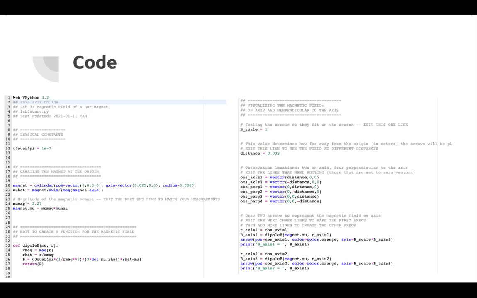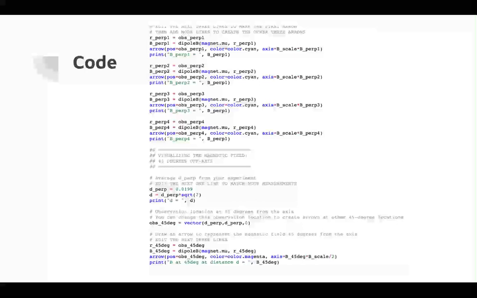So for the coding portion of this lab, we're creating the code to compute the magnetic field of the bar magnet. We first established the magnet at the origin and wrote a function to create the magnetic field seen on the left side. And then we started with the arrows to show the magnetic field, drawing two of them that were on axis, and then we drew four that were perpendicular to the axis, and then also drew an arrow that was at a 45-degree angle from the axis of the bar magnet.